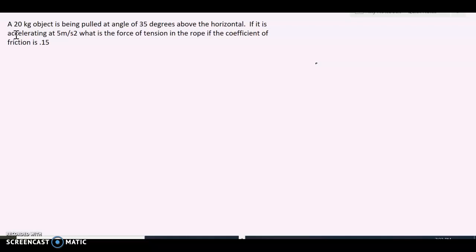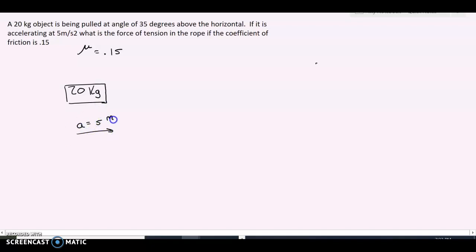So we have a 20 kilogram object being pulled at an angle of 35 degrees above the horizontal. If it is accelerating at 5 meters per second squared, what is the force of tension in the rope if the coefficient of friction is 0.15? So first off, we have a coefficient of friction equal to 0.15. We have a 20 kilogram object. It is accelerating at 5 meters per second squared.